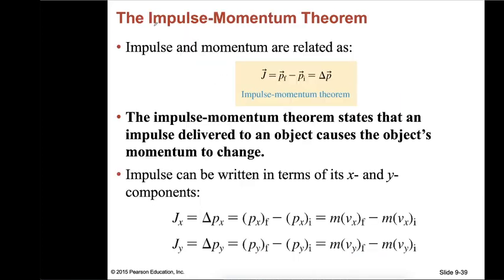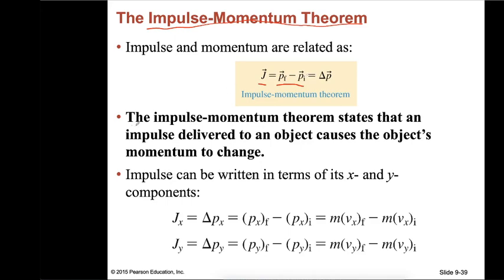And now let's see the impulse momentum theorem, which is the most important theorem we're going to learn in this chapter. If you completely understand this theorem, then you're done for this chapter. Now let's see what that is. The impulse and the momentum are related as the impulse equals the change of momentum: final momentum subtracted by initial momentum.